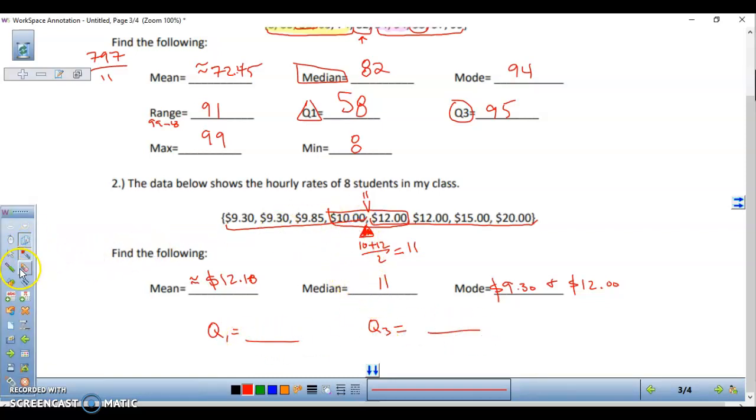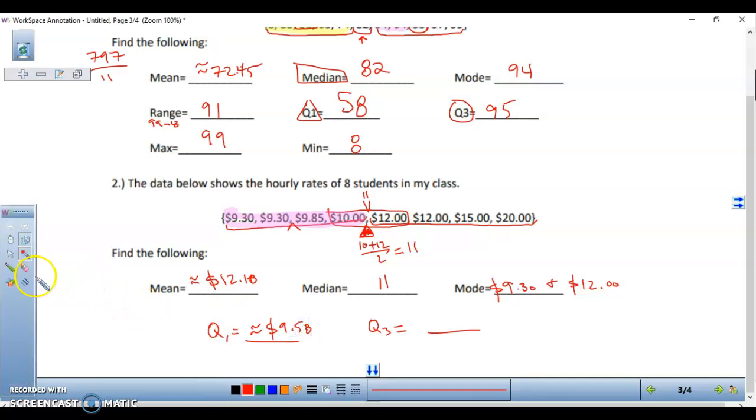Remember, when I'm finding Q1, it's the median of the first half, and that's the numbers below the median. Well, the median was 11, so all this is the first half of data. So if I wanted to find Q1, it's the average of these 2 numbers in the middle. And so $9.30 plus $9.85 divided by 2 is about 9.575, or about, if in money, about $9.58.